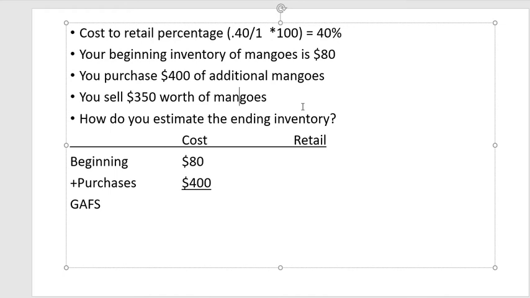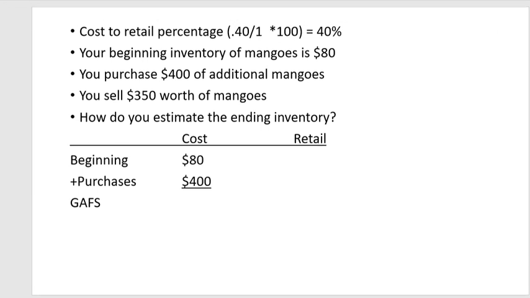So what is our goods available for sale? We don't want to go into the details of the quantity. I know I buy them at 40 cents each, but I'm just trying to find a dollar amount of my costs. And so our goods available for sale is $480.